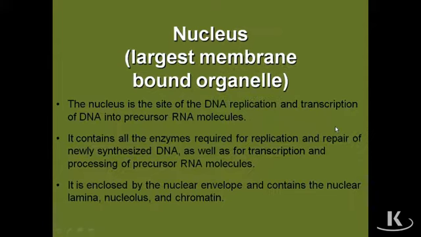All right, so the first organelle we're going to deal with is the largest of the membrane-bound organelles, and this is the nucleus. Certainly, as you know from biochemistry, it's the site of DNA replication and transcription of DNA into RNA molecular precursors. It contains all the enzymes required for repair and replication of newly synthesized DNA and its transcription. The nucleus is one of two organelles that's actually bound by a double membrane in the form of the nuclear envelope. And inside the nuclear envelope will be the nuclear lamina, a nucleolus, basically what we call a nuclear inclusion, and obviously two different forms of chromatin.